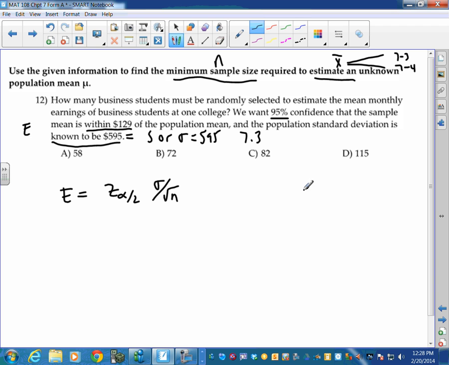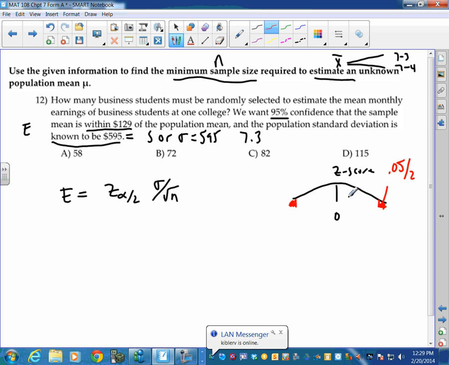Now, this says it is going to be a normal distribution. Here's the picture. Here is 0 for my mean, for my Z-score. So, when I draw this, what is the area on both sides of this going to be? .05 divided by 2, isn't it? Because it's on both tails. So how do I find, let's see, E is pretty easy. That's 129 we said. How do I find the Z-score?